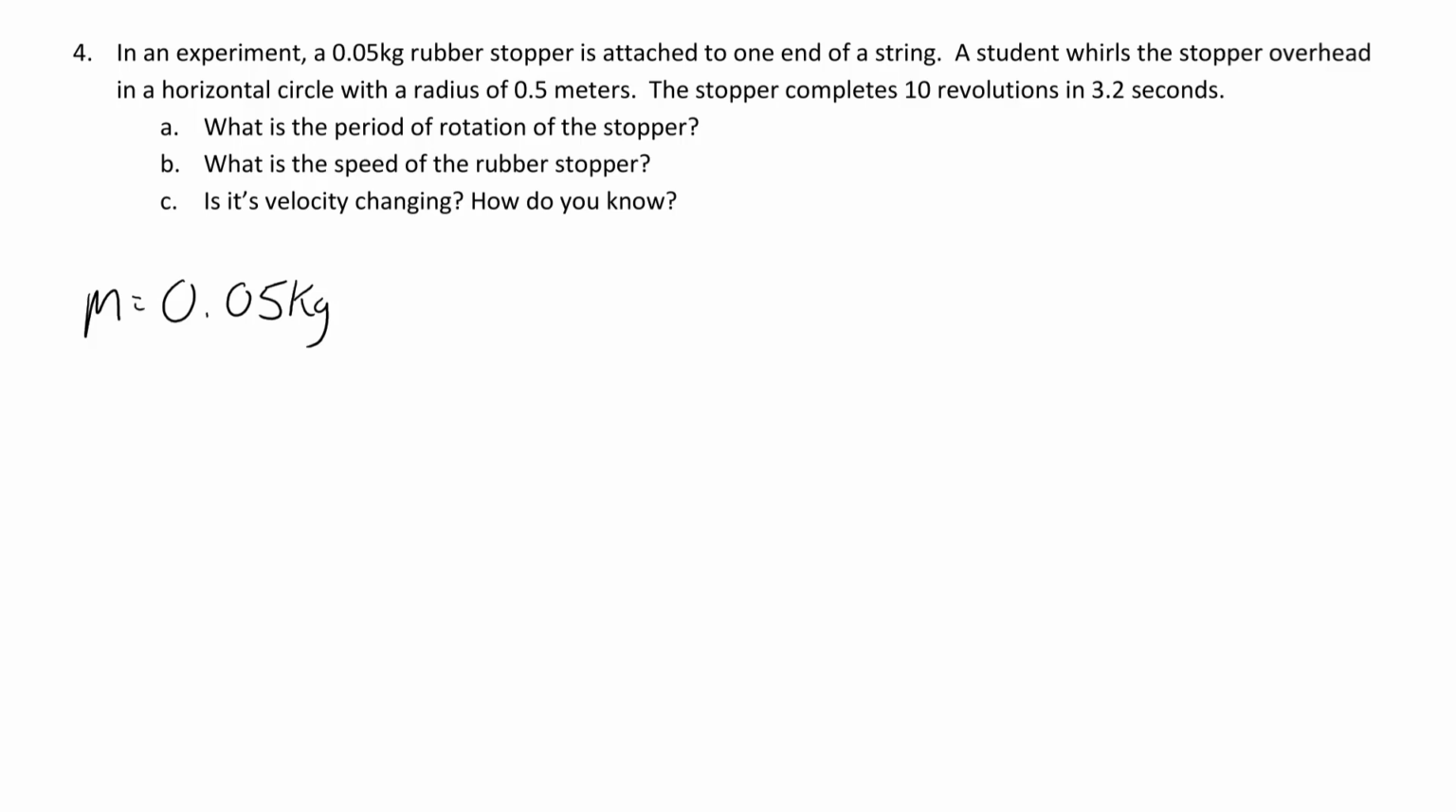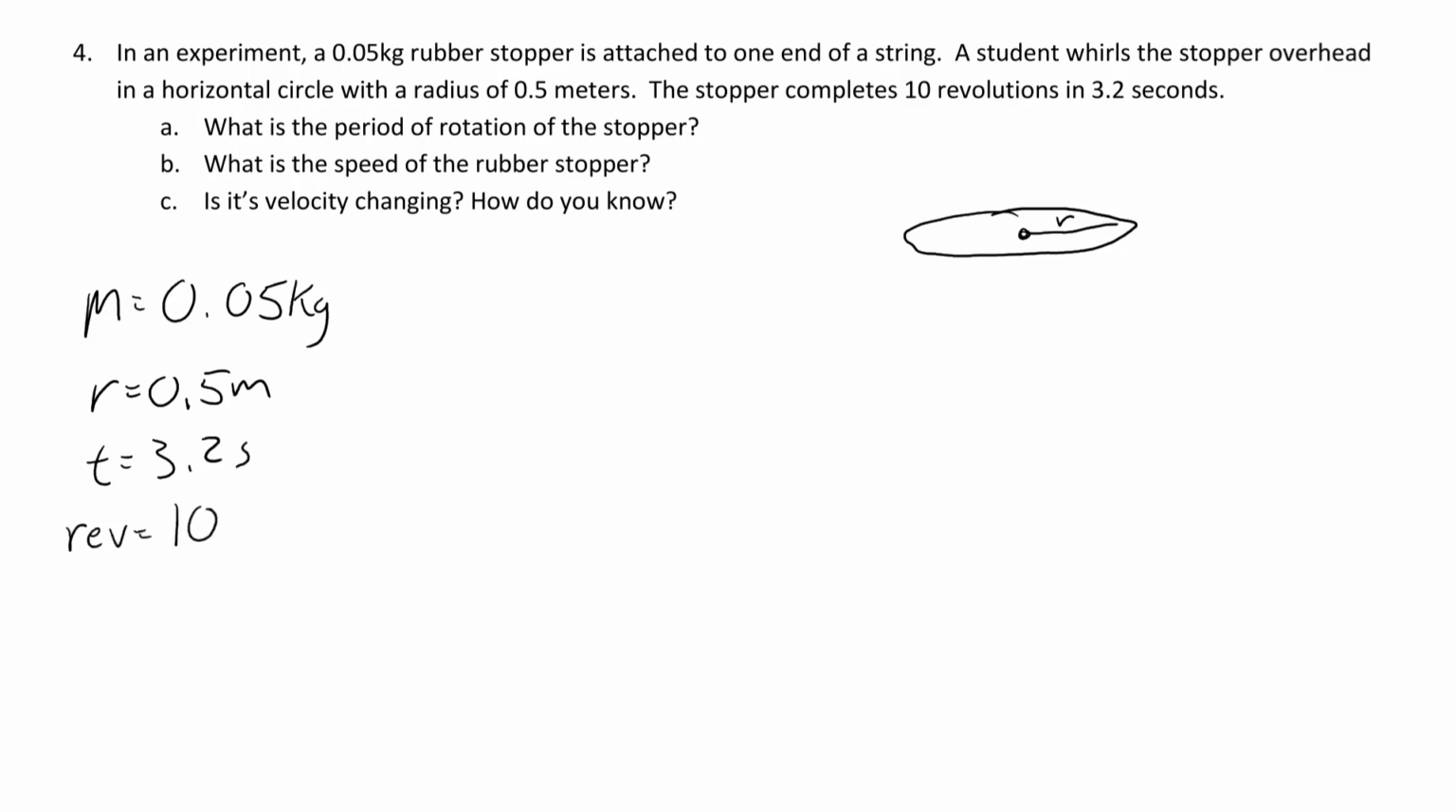They're very closely related. It says a student whirls the stopper overhead in a horizontal circle, kind of like this, with a radius of 0.5 meters. The stopper completes 10 revolutions in 3.2 seconds. So the time is 3.2 seconds, not 3.3, 3.2. But the period, we don't know it yet. They tell us it's 10 revolutions in 3.2 seconds. I wonder how much time it takes for one revolution. Here, 10, and you could call it revs, revolutions, cycles, whatever you want, circles.